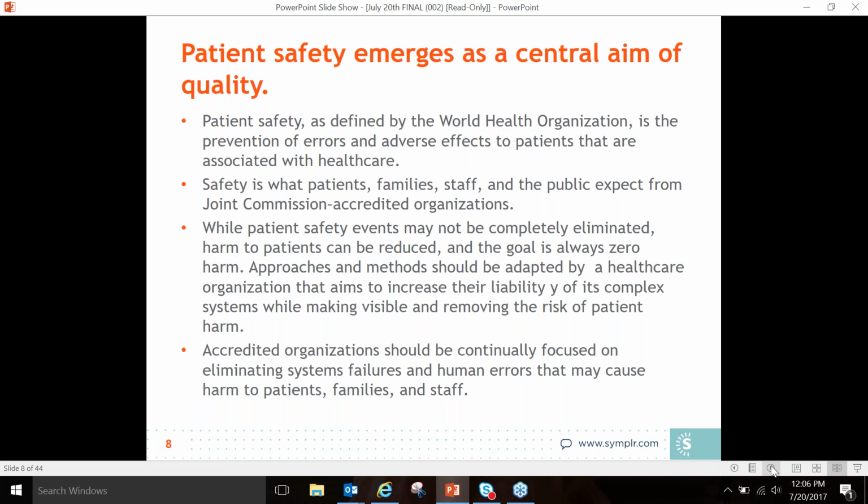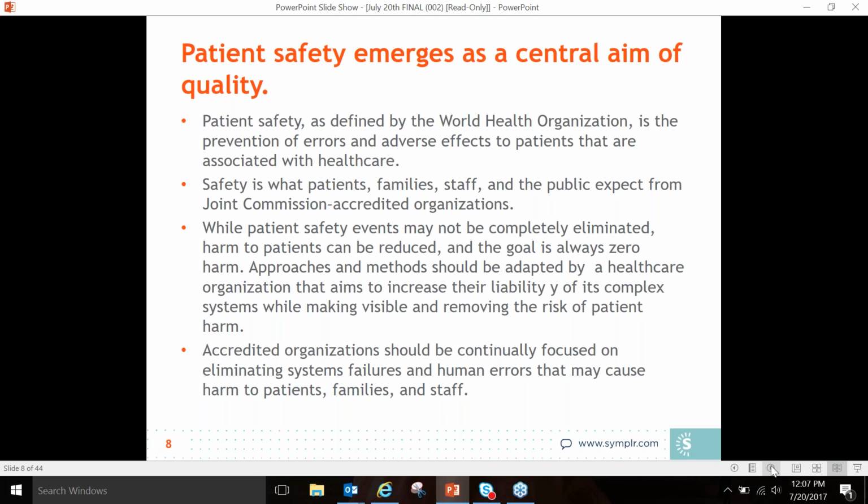I expected it yesterday. I took my mother to the ER last night. And long story short, I was expecting that all along the way, and I was a little disappointed in a couple areas. So everybody, when you enter a facility or organization, expects to be safe.